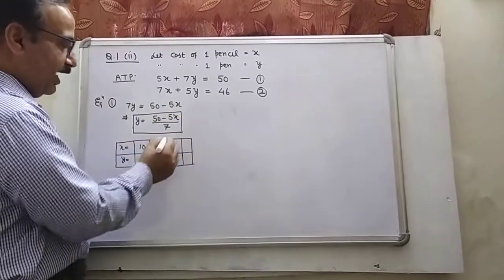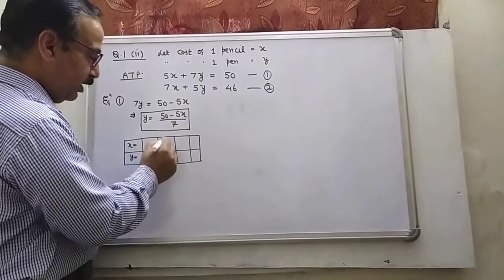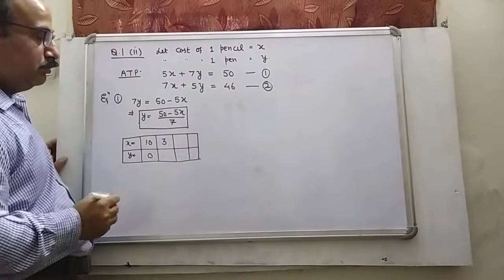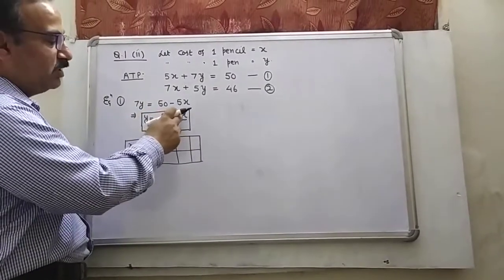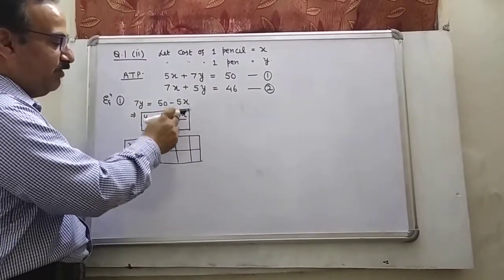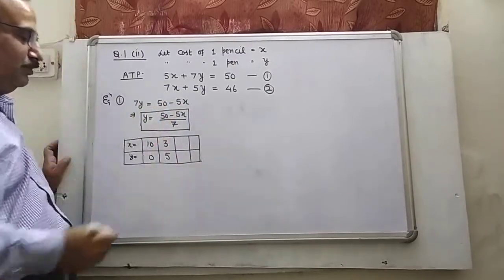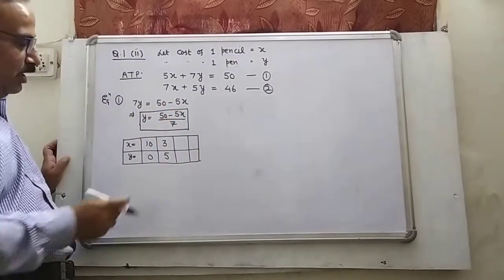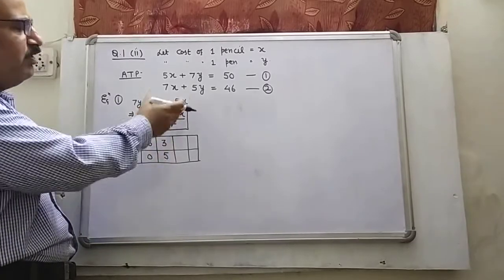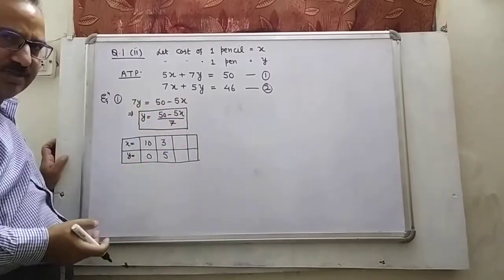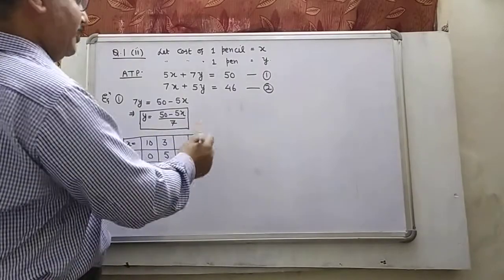And now I'm taking x is equal to 3. 50 minus 5 into 3, 15 is 35, and 35 over 7 is 5. Is that clear? We have taken 2 points. We may choose few more points if possible for us. Now we take the second equation.